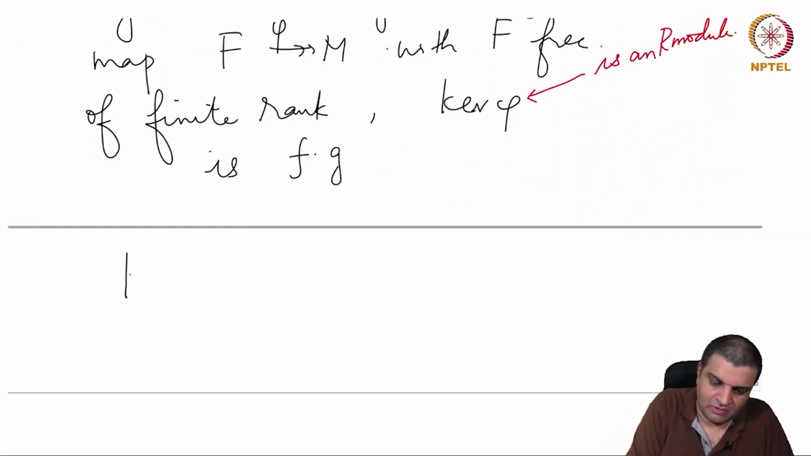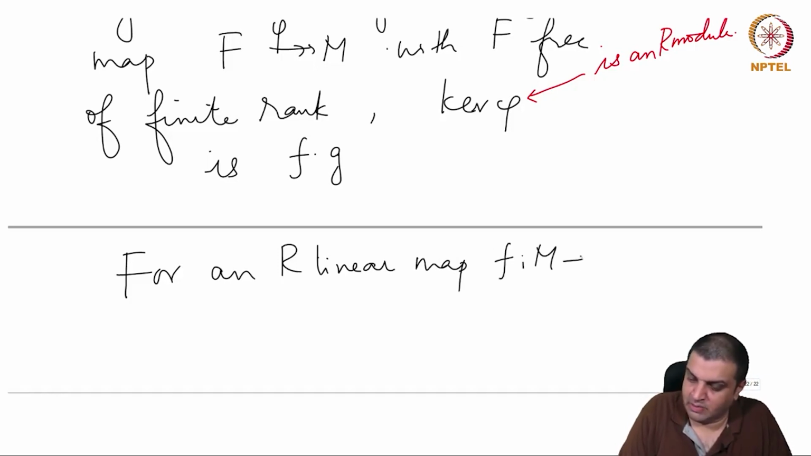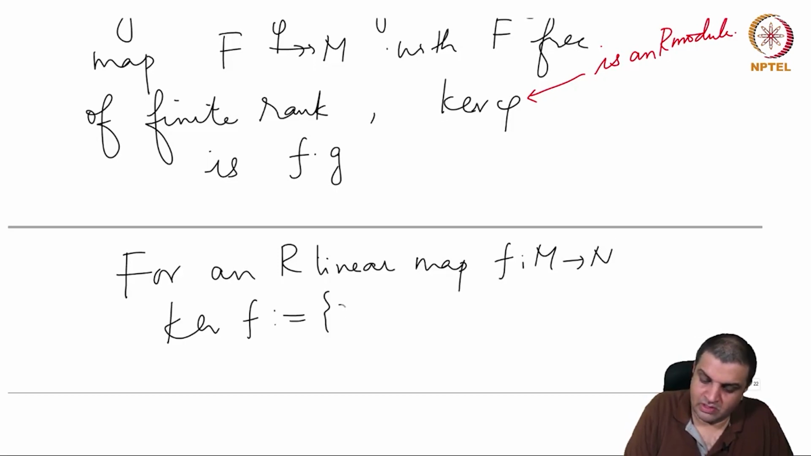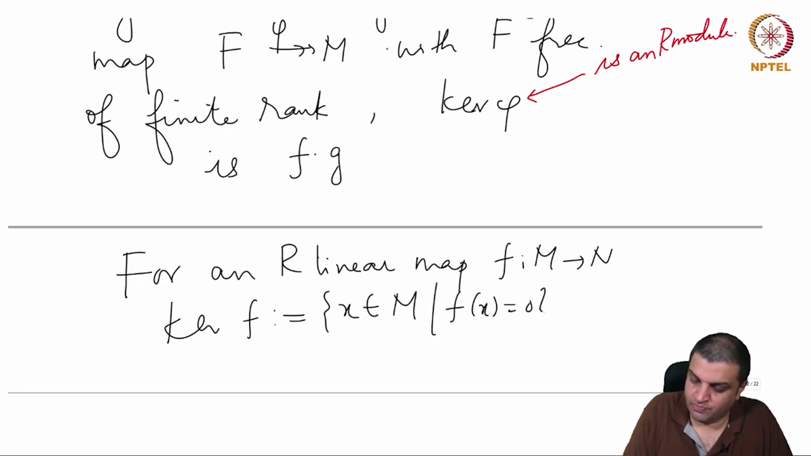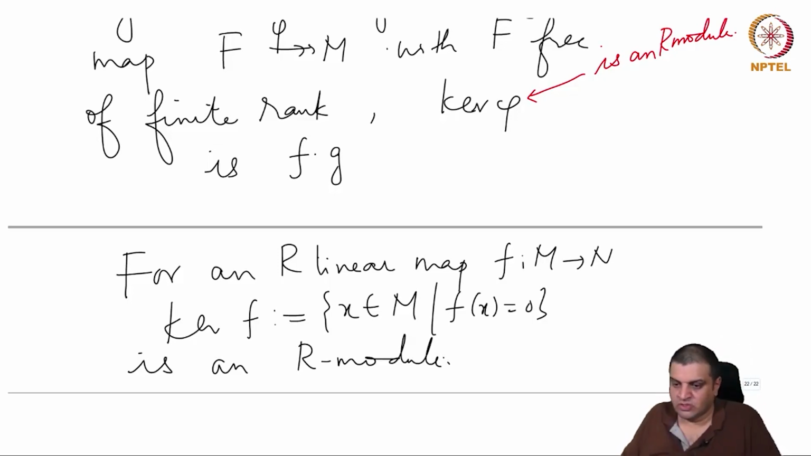So for an R-linear map, I didn't define it, but by now you may have guessed what it means. For an R-linear map f from M to N, the kernel of f, which is the set of x inside M such that f of x is 0, is an R-module.